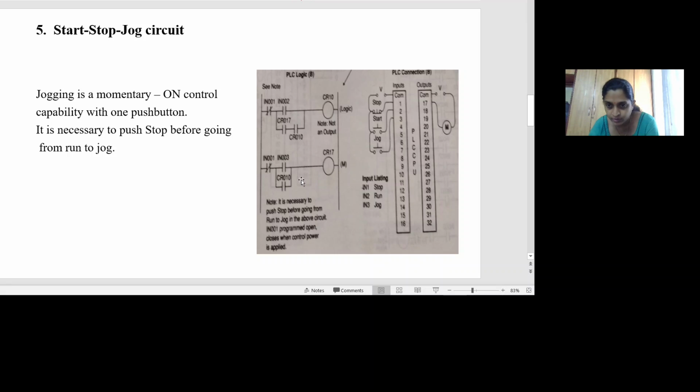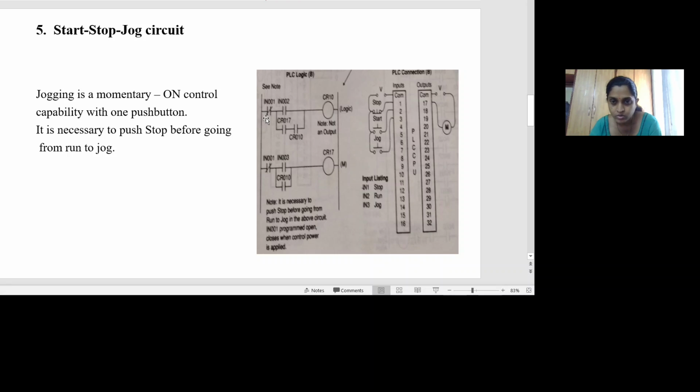Then we have IN003, and this is used to start jogging. So to start running, I need to energize IN002, and to start jogging, I need to energize IN003. In between, when going from run to jog, I need to use the stop contact IN001. Now we'll see the operation. The first line is not an output, it's an intermediate output, and we are using this intermediate output as a latch circuit.